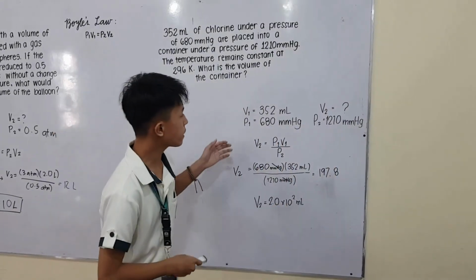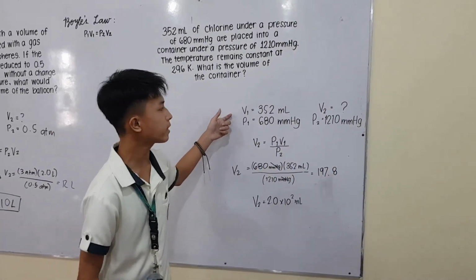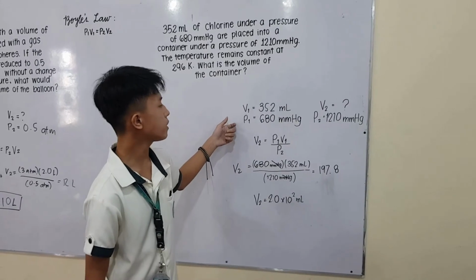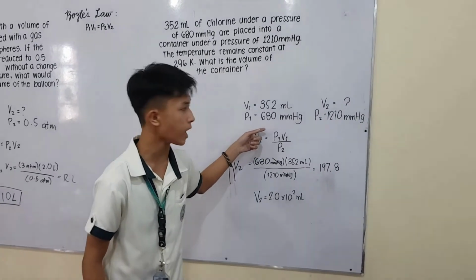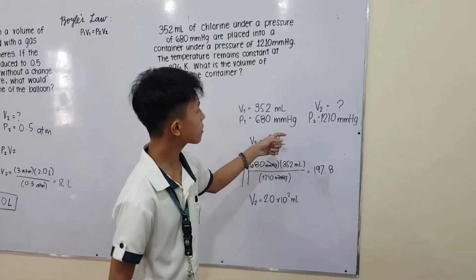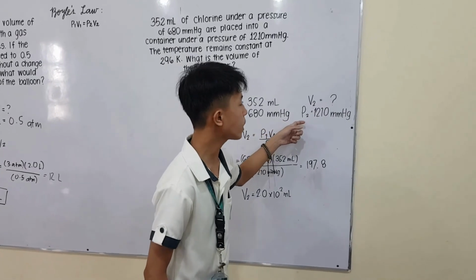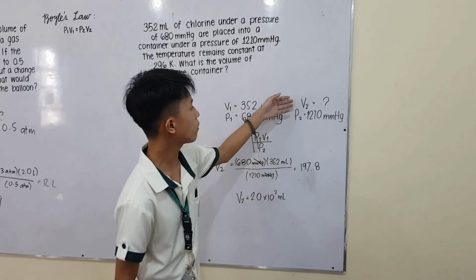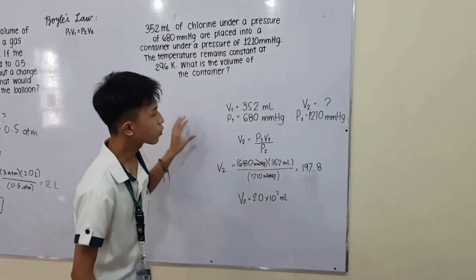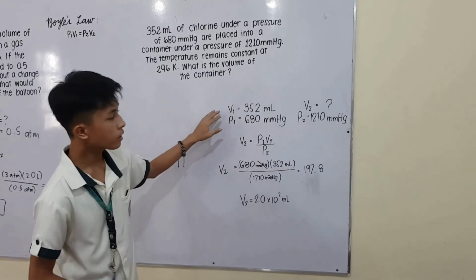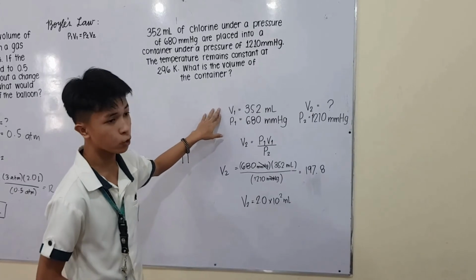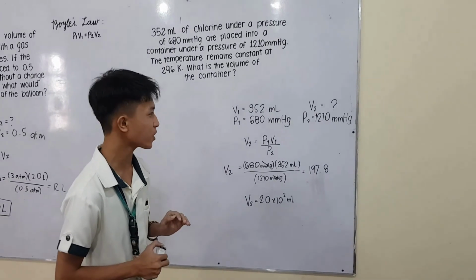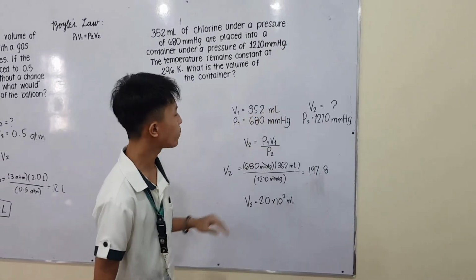So the given is the initial volume of 352 mL and the initial pressure of 680 mmHg. And there is also a final pressure of 1210 mmHg. And we're here to find the final volume of this problem. So based from that, there is given pressure and volume. We're gonna use Boyle's law for us to get this final volume.